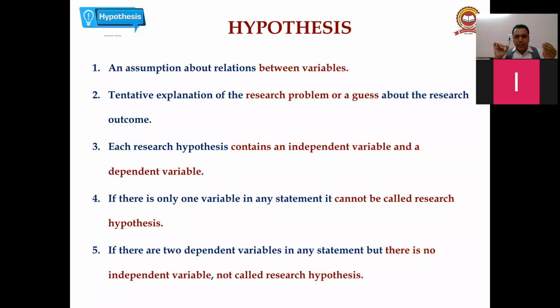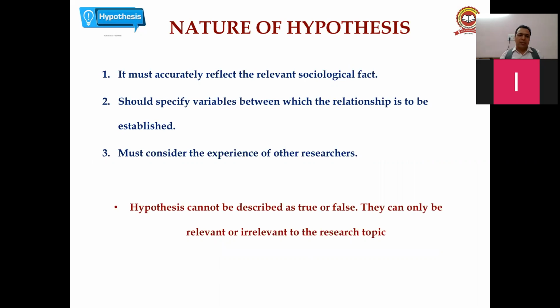एंड माय फिफ्थ पॉइंट ऑफ हाइपोथेसिस से दैट इफ देयर आर टू डिपेंडेंट वेरिएबल इन एनी ऑफ द स्टेटमेंट बट देयर इज नो इंडिपेंडेंट वेरिएबल, तब भी उस स्टडी को रिसर्च हाइपोथेसिस नहीं कहा जाएगा. Right? So in very simple terms, you have to remember for a hypothesis, a dependent variable and independent variable should be present in the research topic. Only then we can frame the hypothesis. Right? So we move to the next one. What is the nature of the hypothesis?